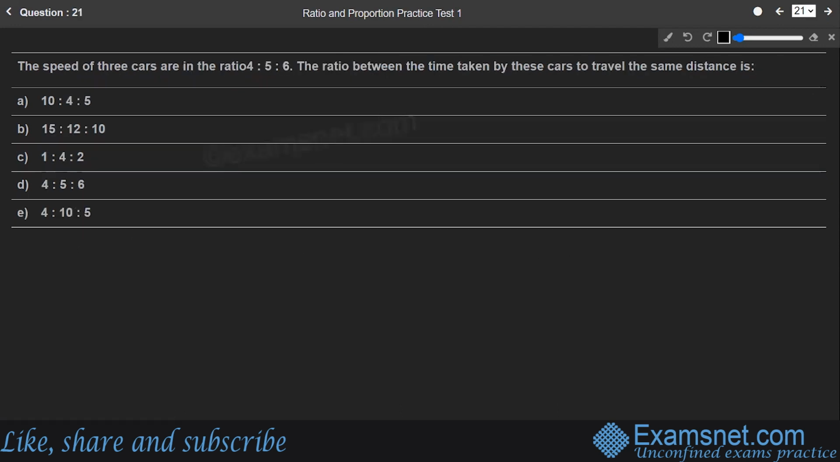Now, the speed of 3 cars are in the ratio 4 is to 5 is to 6. The ratio between the time taken by these cars to travel the same distance. See, if we can understand through this, the formula for speed is speed equal to distance over time. So we can find out that speed is inversely proportional to time. That means if the speed increases, the time has to reduce. Obviously if somebody is traveling with more speed, they will take less time to travel the same distance.